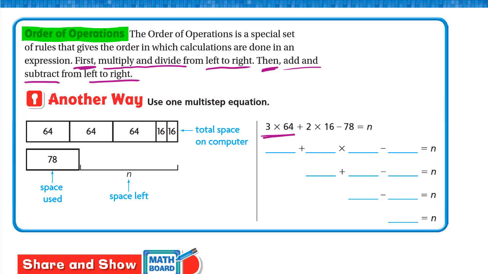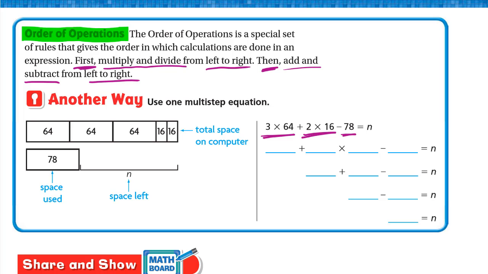So these are the 3 times 64, the 3 hard drives, each is 64, plus 2 times 16, the 2 hard drives, each is 16, and minus, we subtract from them the 78. And we can call this all equals n. N is the missing number, the answer. So here we should have some rules that can control this.